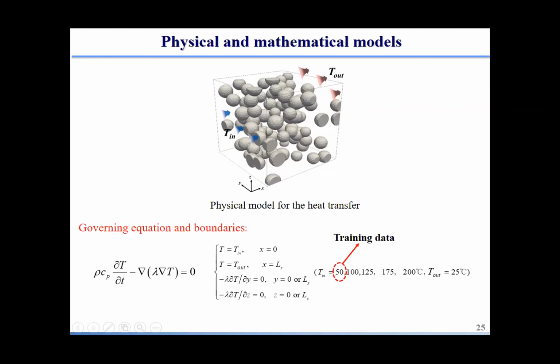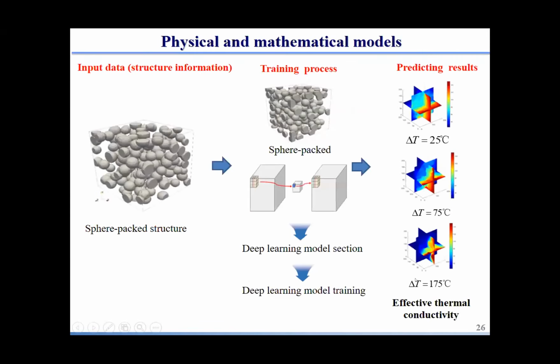We use these inlet temperatures, for example 15 degrees, as training data, and we can get the temperature field of other inlet temperatures, such as 100 and 125, etc. And this is T out for the outlet temperatures. So let's see the results. This is the input data.